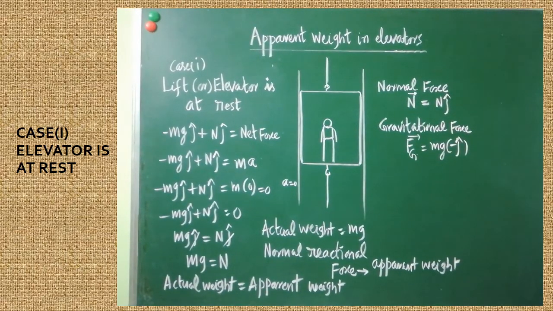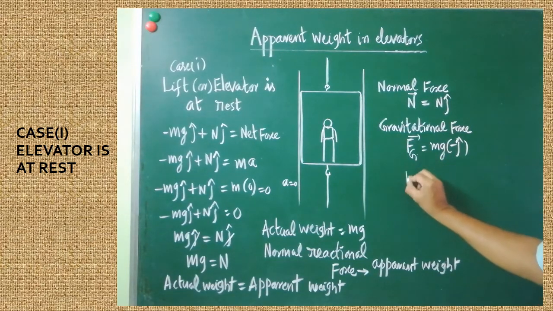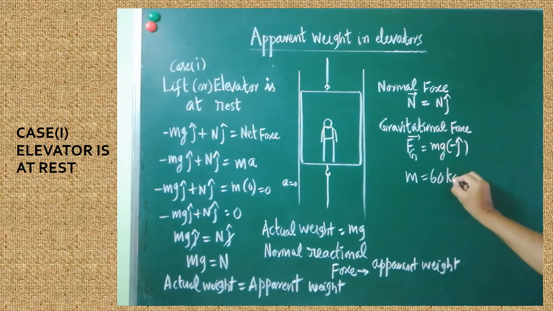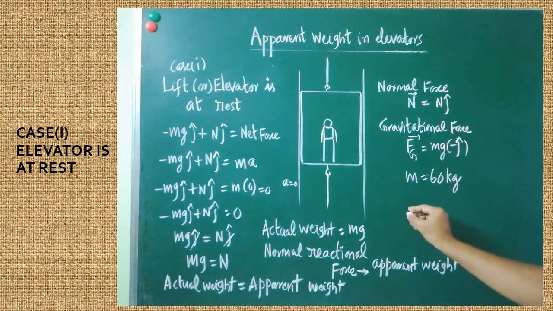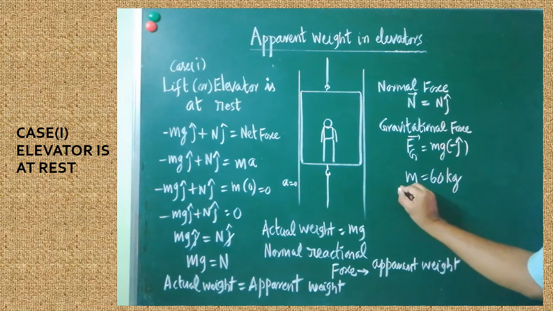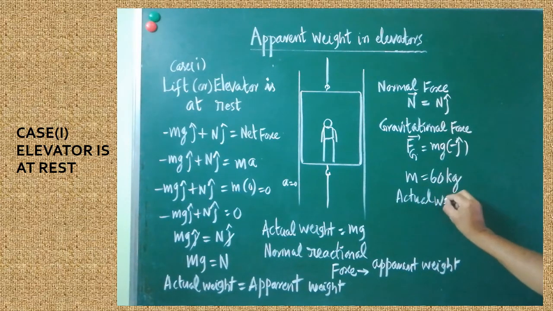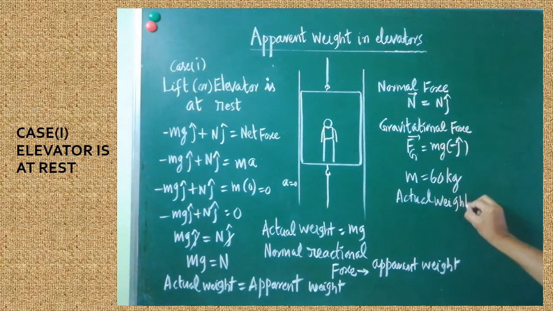Understood? So let's calculate certain things here. Actual weight. How to calculate actual weight? Let us imagine the mass of the person is 60 kg. How to calculate the actual weight? M into g, actual weight is equal to M into g.